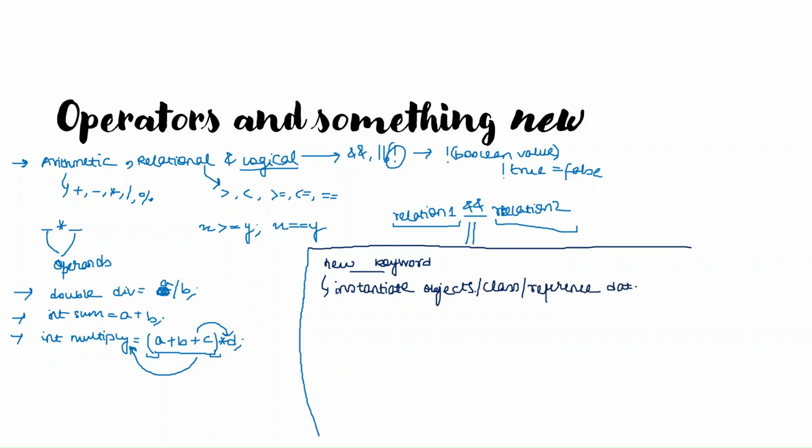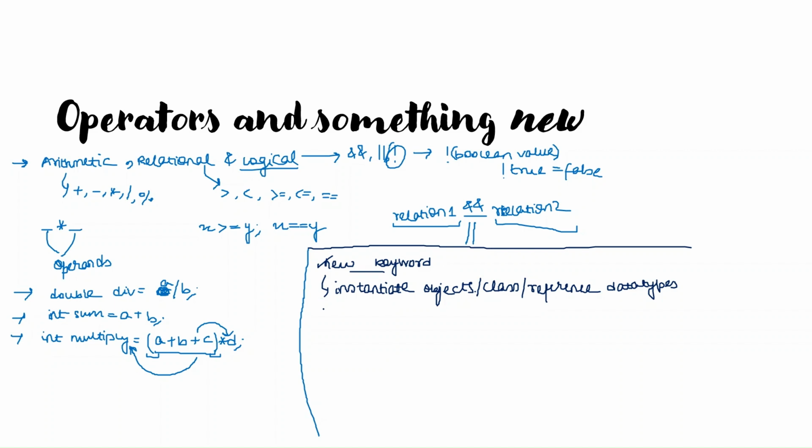In the starting lectures we had talked about primitive and reference data types. There are eight primitive types: byte, short, int, long, float, double, boolean, and char. Apart from all of that, everything is a reference type in Java. So all those reference types can be instantiated with the help of this new keyword.